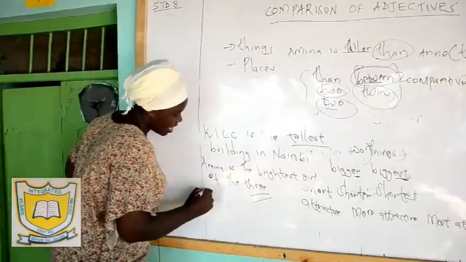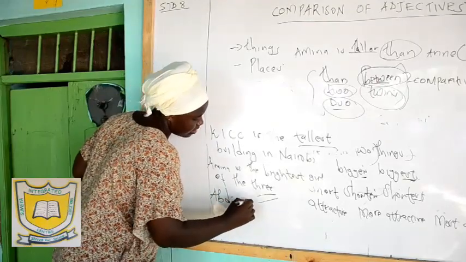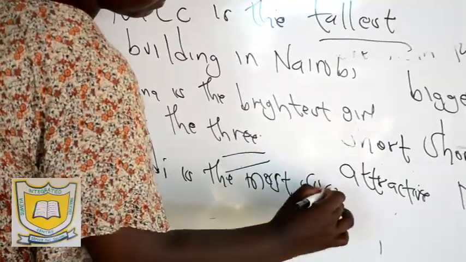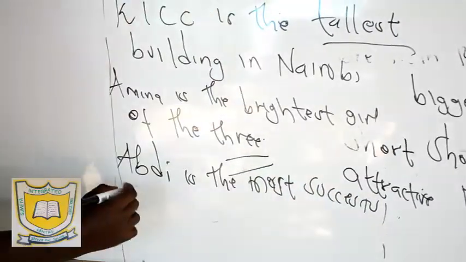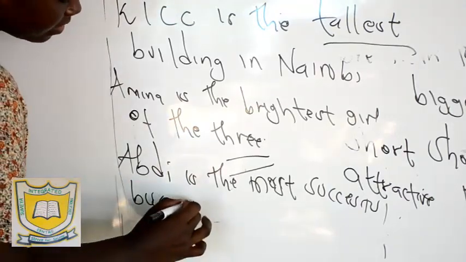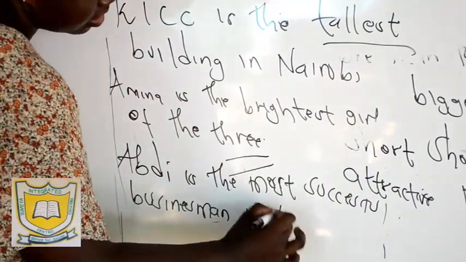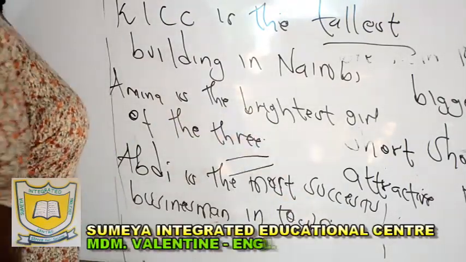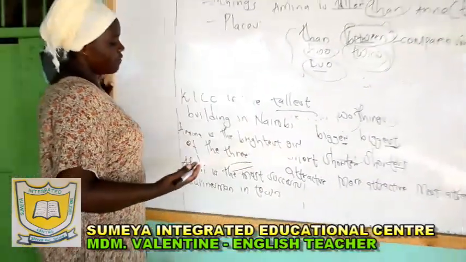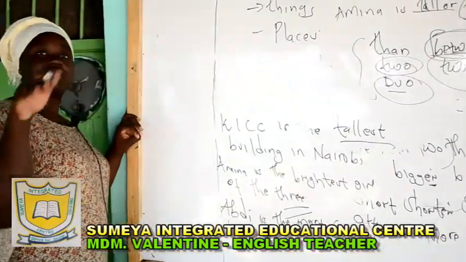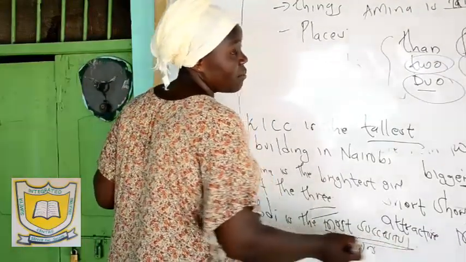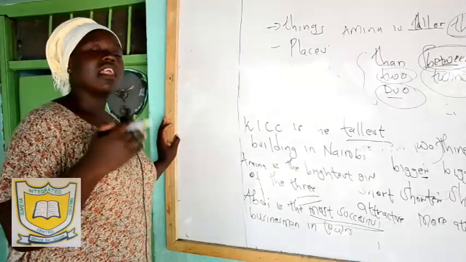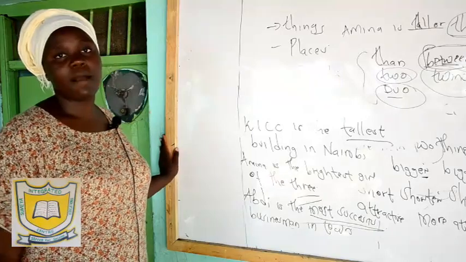Now, I can say Abdi is the most successful businessman in Garissa. Abdi is the most successful businessman in town. So in town, most successful. How many businessmen do we have in our town? So many businessmen. So if I want to compare Abdi to all these other businessmen, then I'm going to use most, which is the superlative form of the adjective, because there are more than two businessmen in a town.